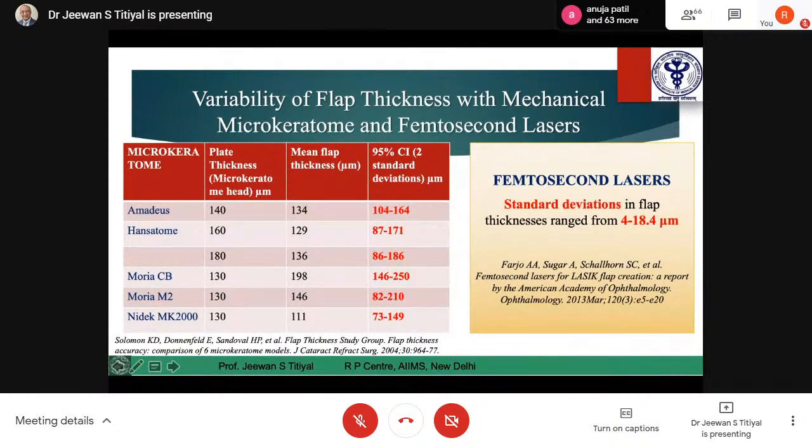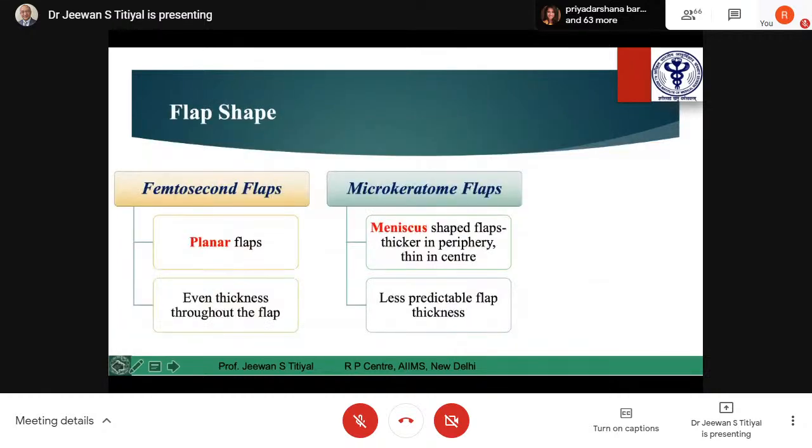So see here, these are the best keratomes we had. Let's take the Hansatome. If you think of a 160 thickness, it can range from 87 to 171. See the huge difference, you're looking at 130 microns. See the difference, 146 to 250. So this is very, very unpredictable in these cases.